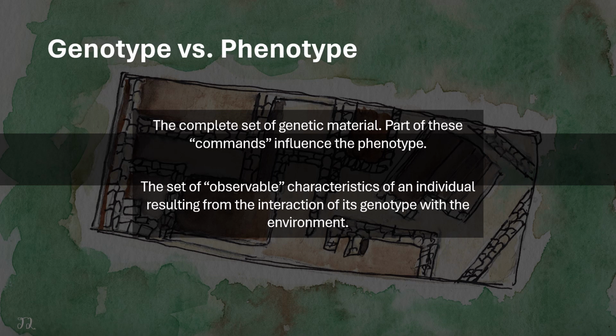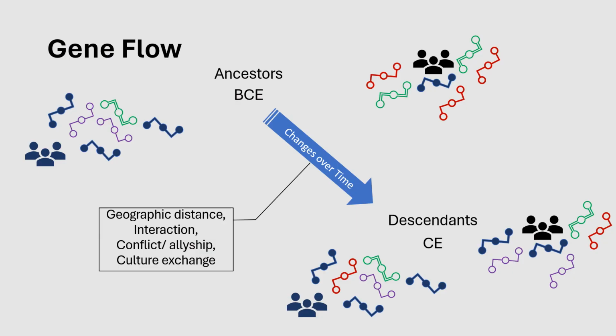Some terms quickly. Genotype is the complete set of genetic material of an individual, expressed or not, and phenotype is the observable characteristics of an individual resulting from the interaction of their genotype with the environment. Biological distance analysis is conducted using phenotypic traits as proxies for underlying genetic patterns. These traits are chosen because they provide clues about gene flow specifically.